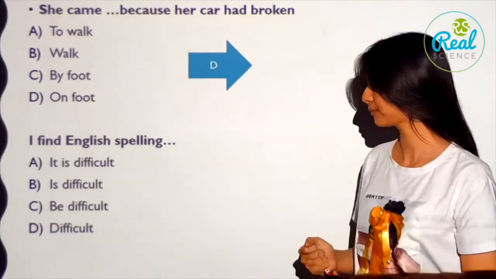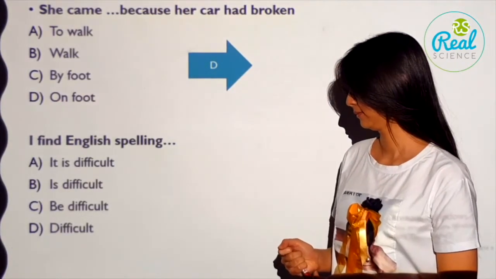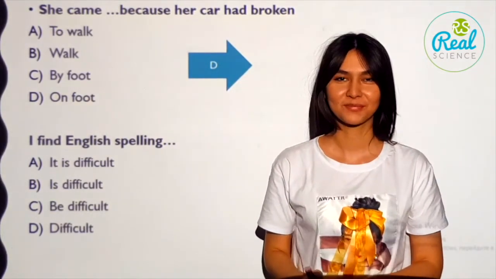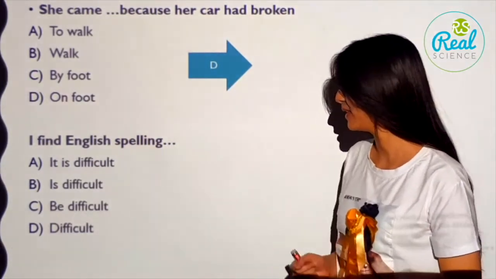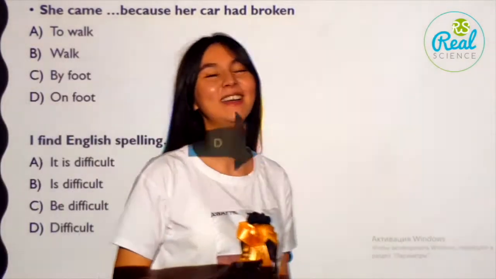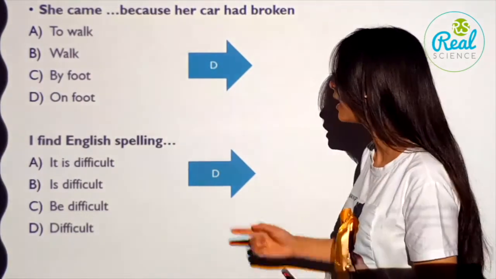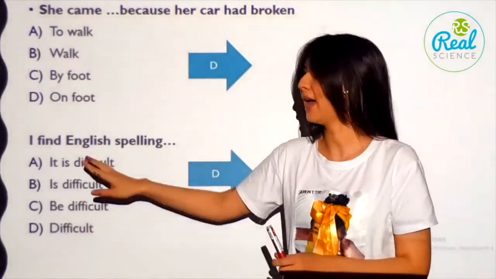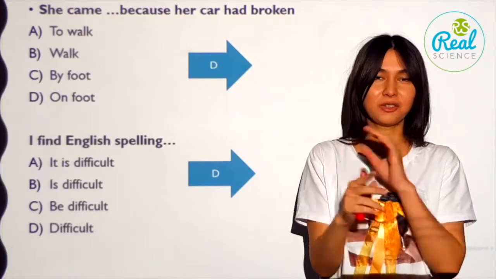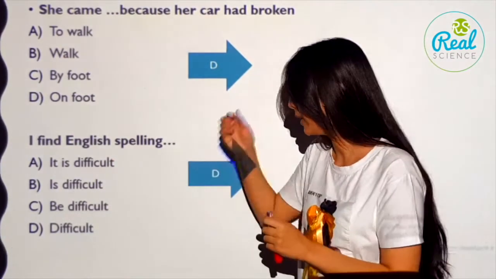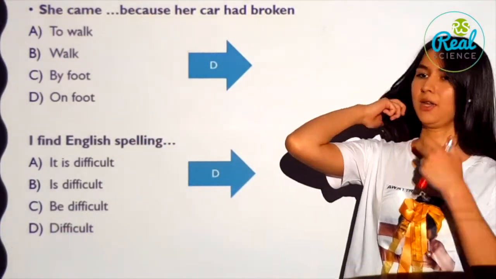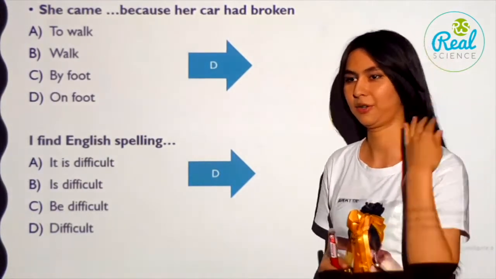So next one: I find English spelling. Okay, which answer? It is difficult. A1. D1. Okay. We will see. Yeah, the correct answer is D1 actually. Why, guys? So, I find English spelling difficult. Not I find English spelling it is difficult, not I find English spelling is difficult. These are incorrect ones. The structure of your sentence will be incorrect if you put this one. So the best appropriate answer is D1. I find English spelling difficult. That's all. Okay? Good job.